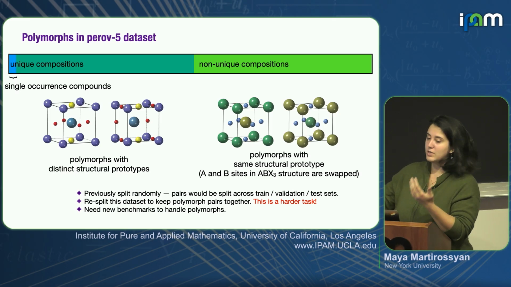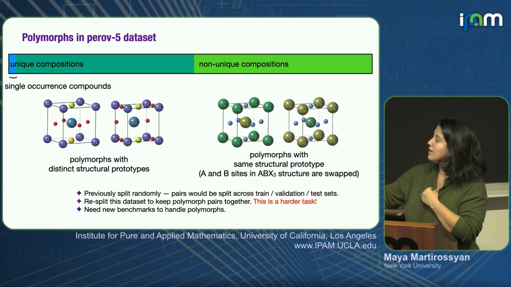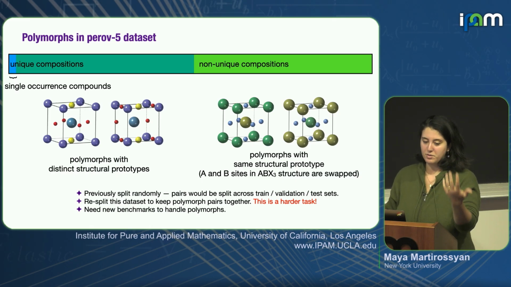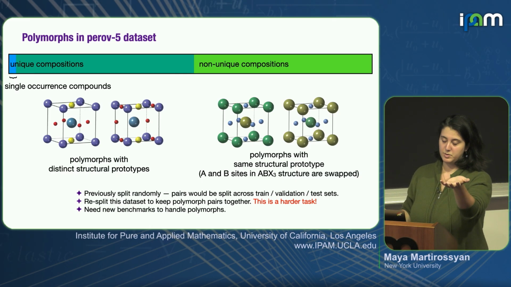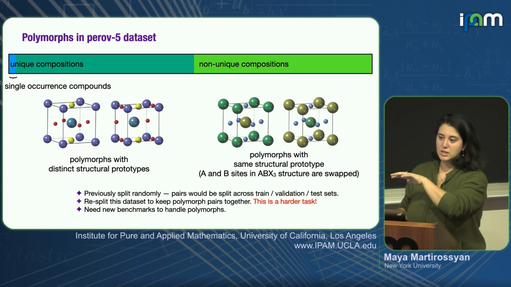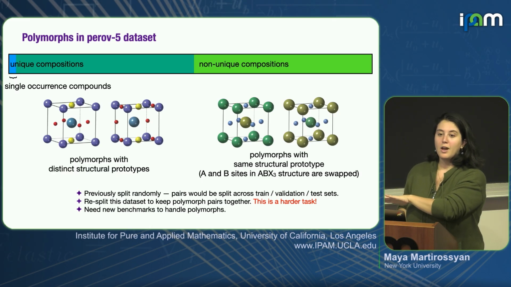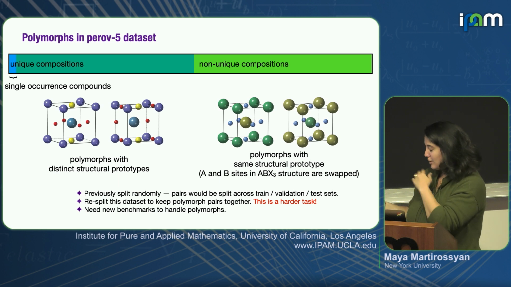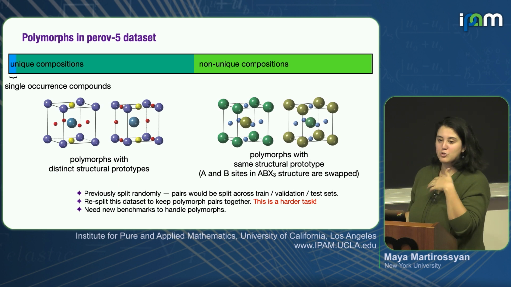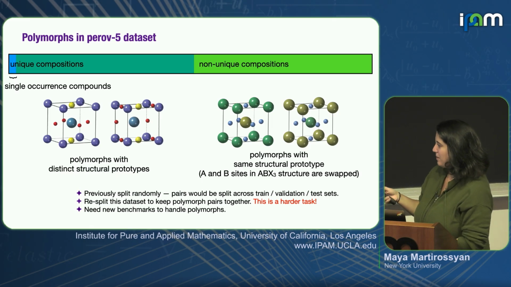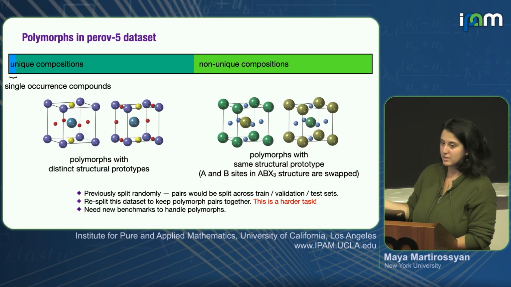And so what's happening is, if you take all this data and split it randomly, you're exposing your model to a bunch of compositions with a specific accompanying structure. And then at test time, it's going to see those same compositions, but with different structures, and it's going to be penalized if it cannot predict this different structure. Okay, so we thought this was very strange. It was a very strange way to do crystal structure prediction. So we need new benchmarks and new dataset splits.